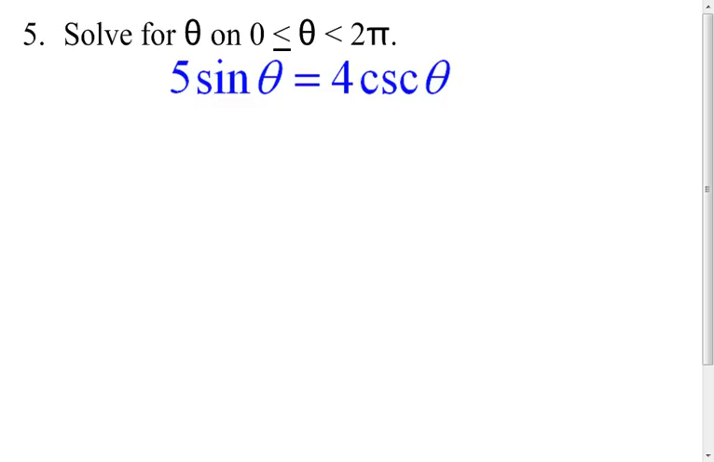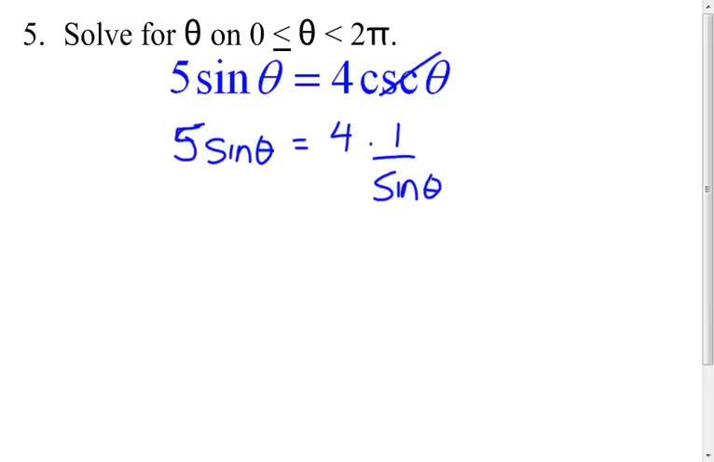All right. Then a couple more here. Again, you can see that you have sine and cosecant in the same equation, and that can't happen. So I am going to replace cosecant with 1 over sine. I'm going to multiply both sides by sine. That will drop. 5 times sine times sine will be 5 sine squared.